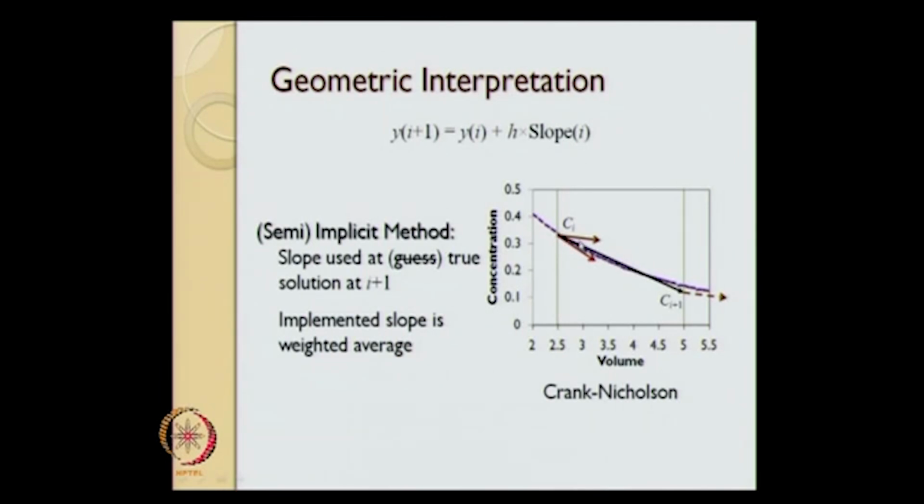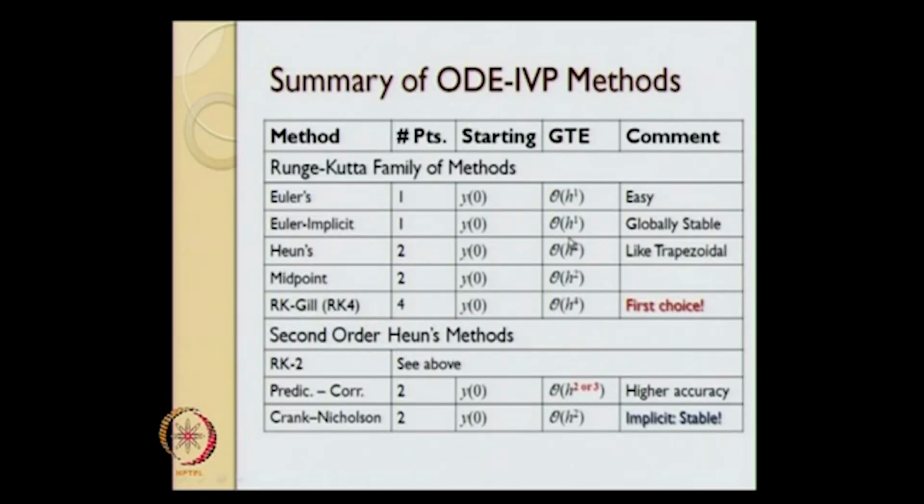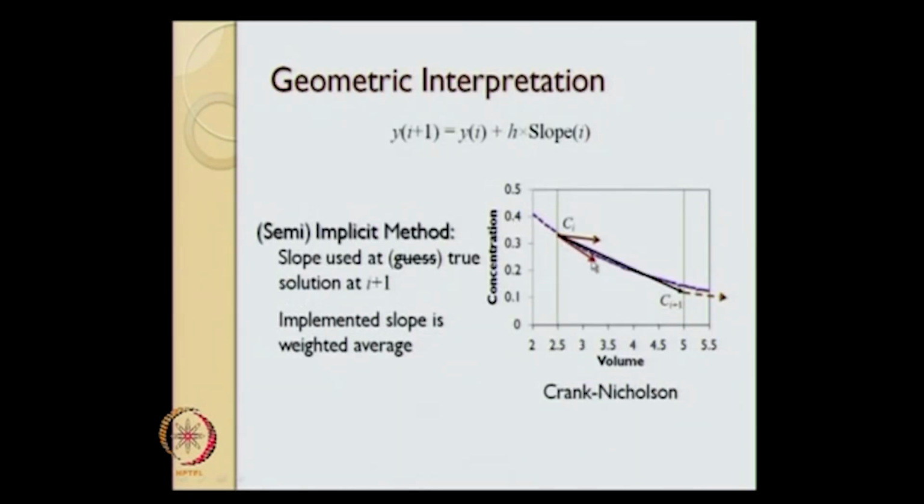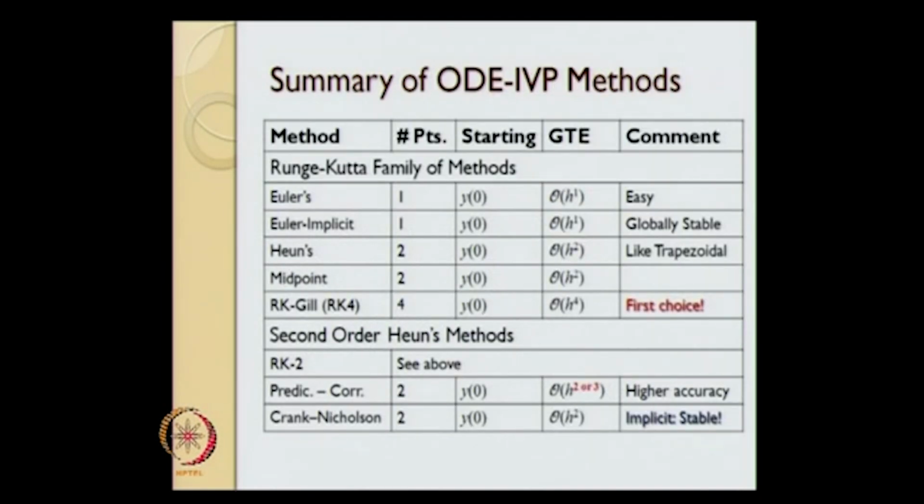So this actual slope in the Crank-Nicolson method is the weighted average of the slope computed at t_i and the actual slope computed at t_i+1. Okay, being an implicit method, it is a globally stable method. Okay, so this is all we covered in the Runge-Kutta family of methods, and let us talk about the summary of all these methods. What I am showing over here is the method, the number of points between i and i+1 that is used, whether it is self starting or not, the global truncation error and general comments.